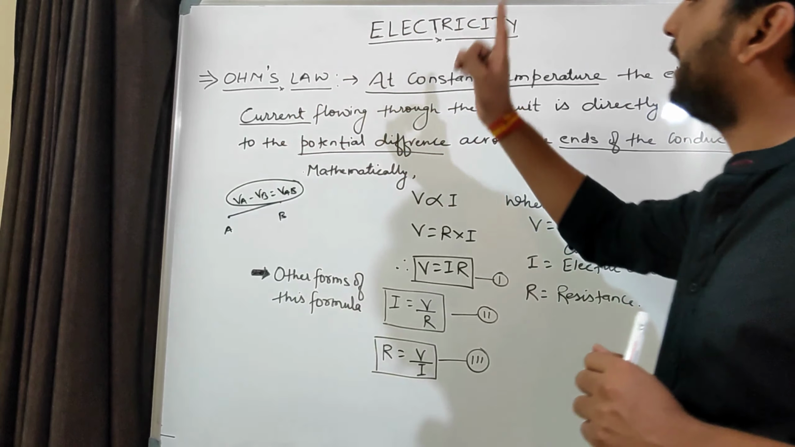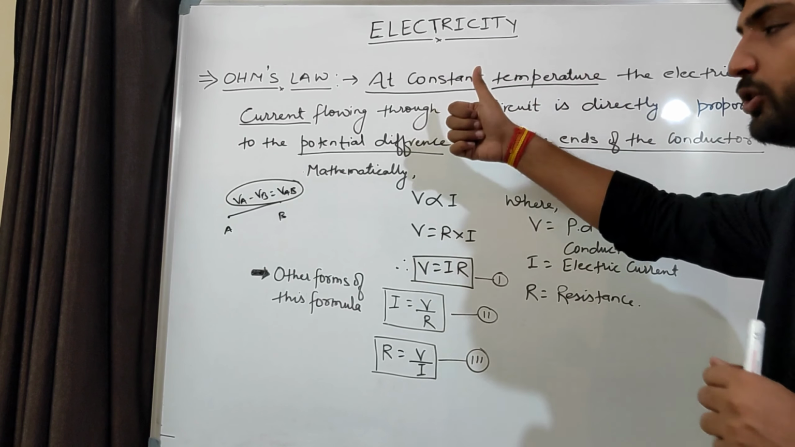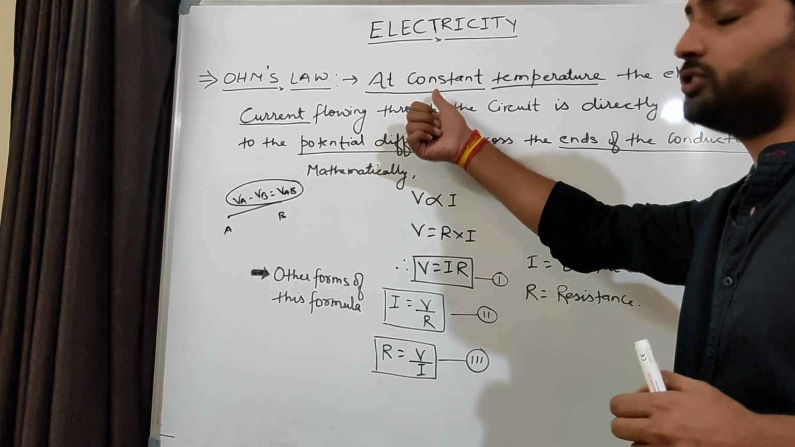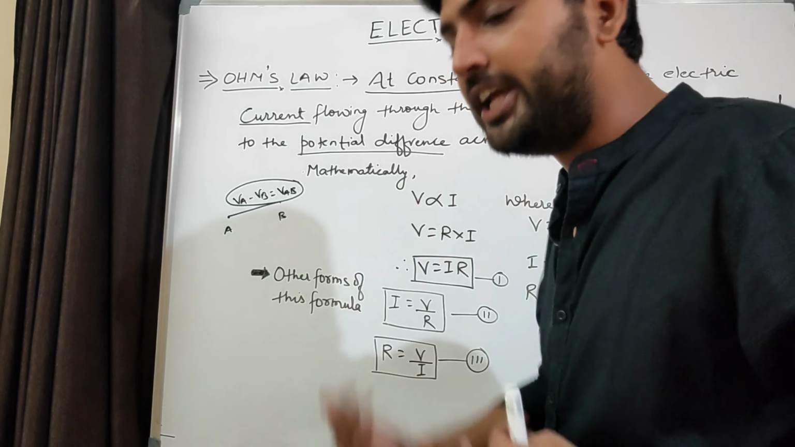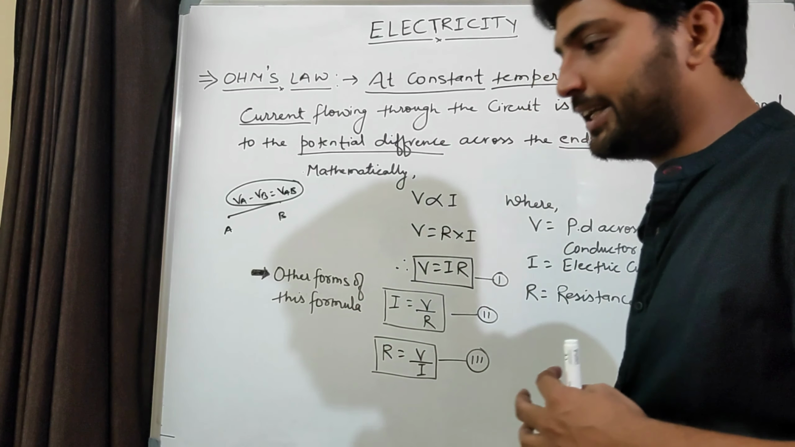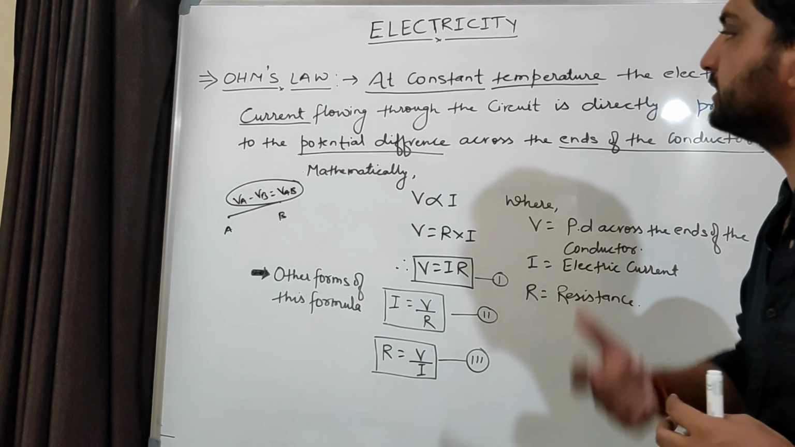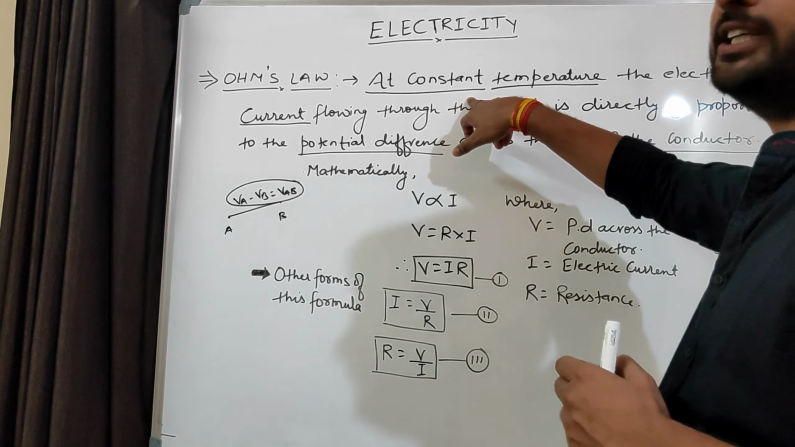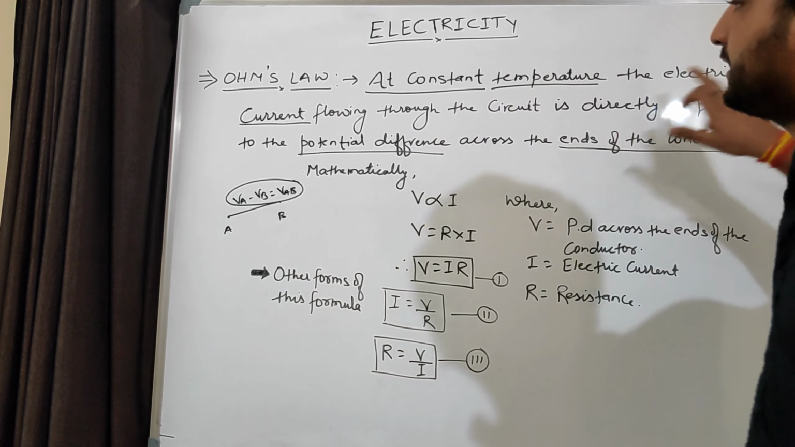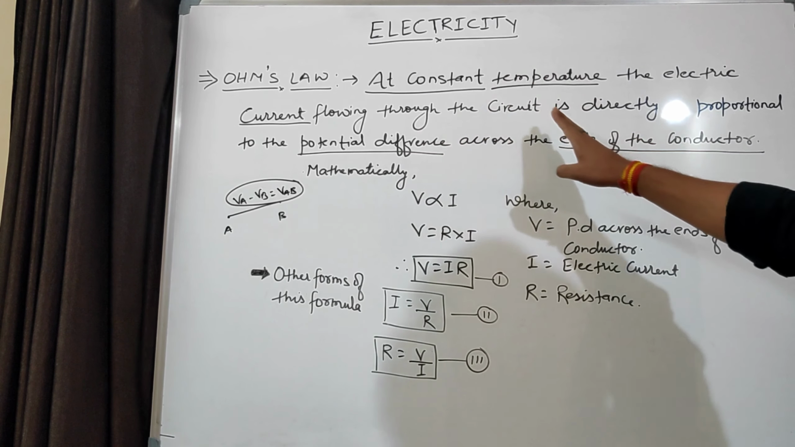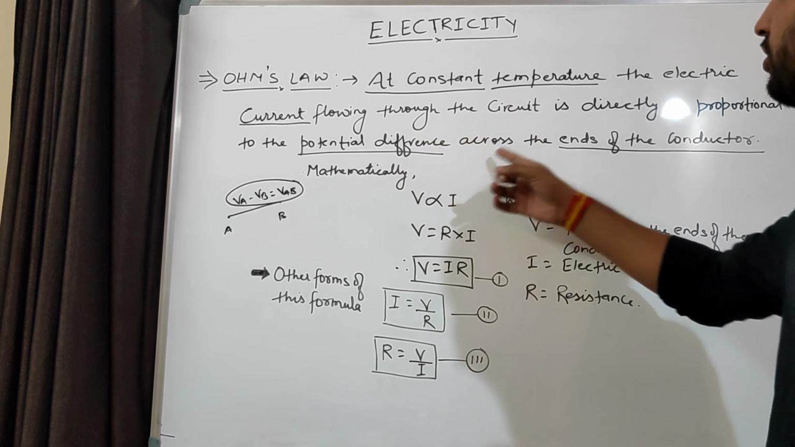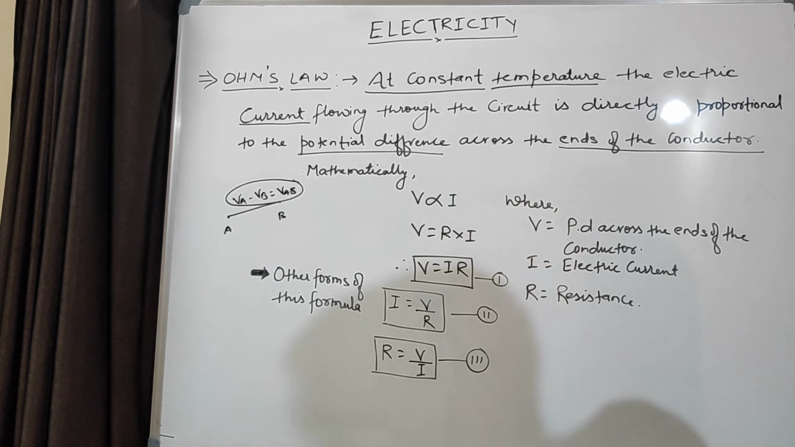So what is Ohm's law? At constant temperature, very important. I will explain why we need to write at constant temperature when I explain the details about resistance, then you will come to know why it is important to write it here. The electric current flowing through the circuit is directly proportional to the potential difference across the ends of the conductor.